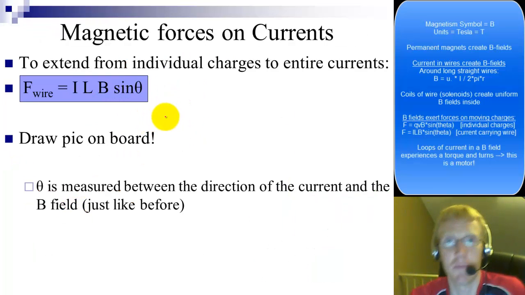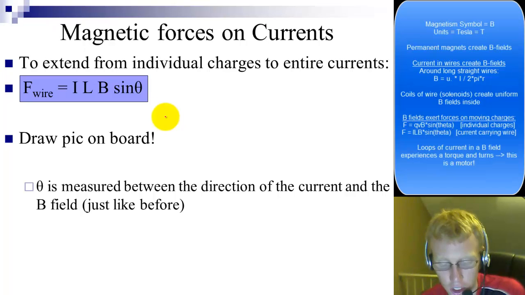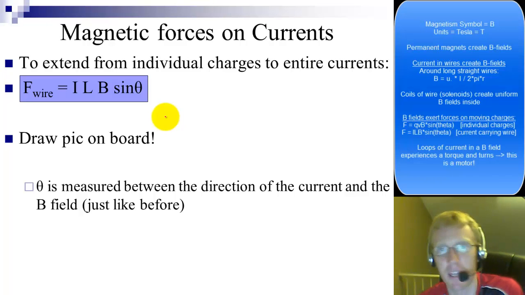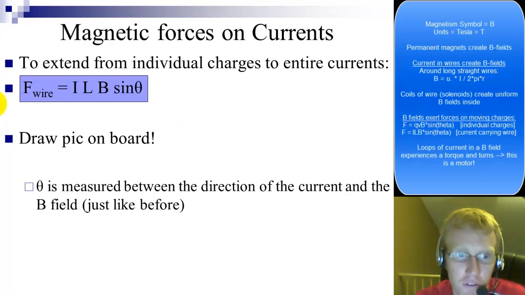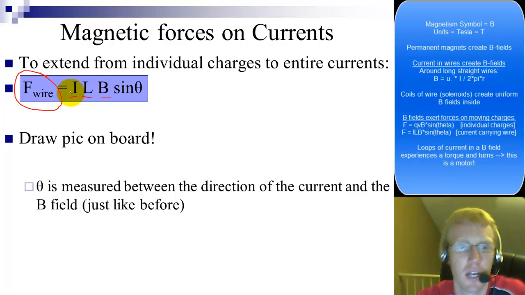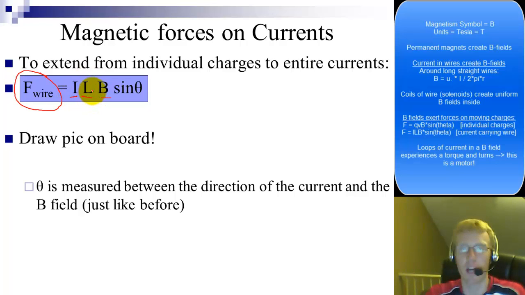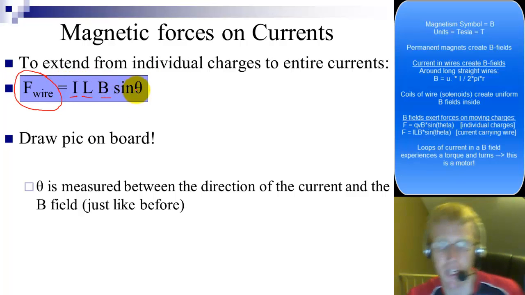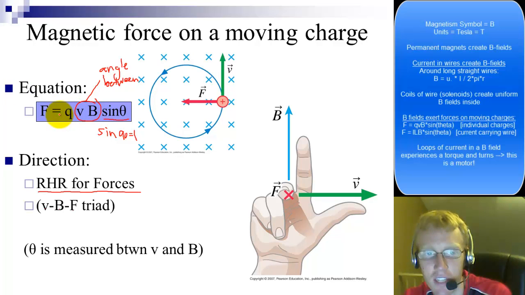So if a magnetic field causes a force on an individual charge that's moving, and a current is just a bunch of individual charges all moving in the same direction, then it makes sense that a magnetic field would cause a force on an entire wire that's full of charges. So that's pretty cool. So the force on an entire wire is going to be I times L times B. So I is the current in the wire. That's basically the amount of charge going through it. L is the length of the wire. The longer the wire is, the more charges are moving through it, the bigger the force is going to be. And lastly, the strength of the magnetic field. So this formula, ILB sine theta, is really just a derivative of QVB sine theta.